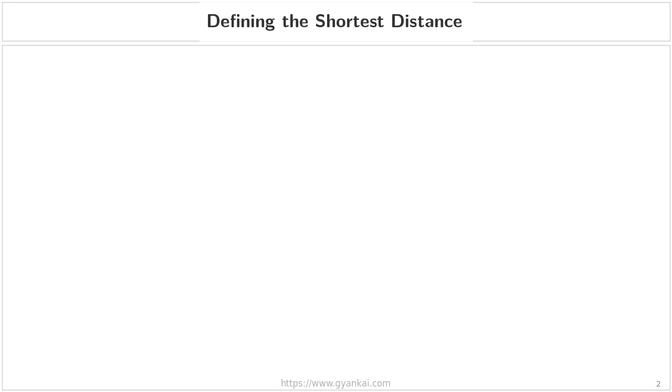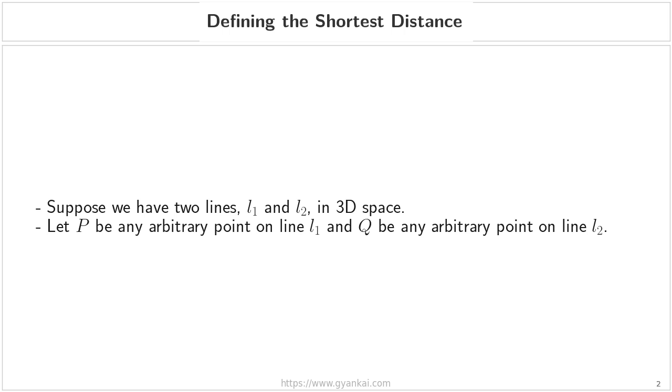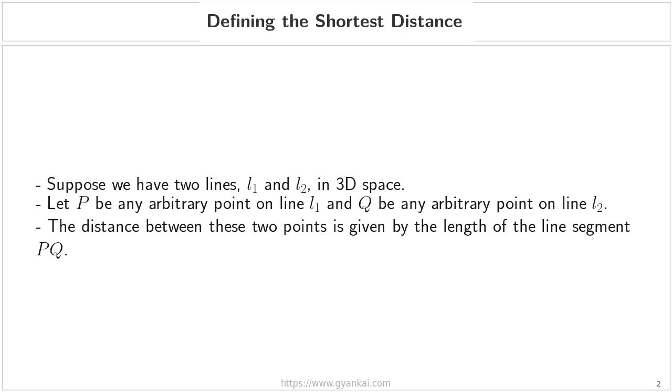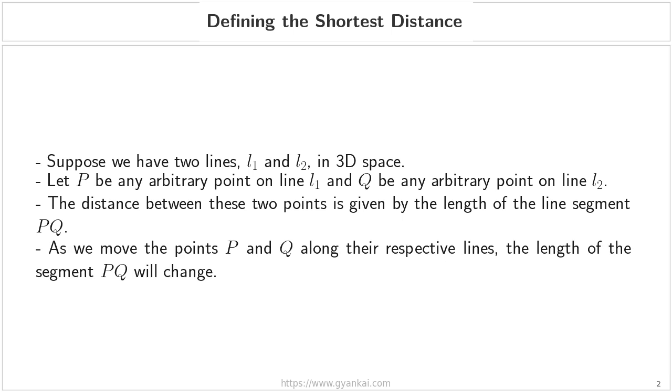Defining the shortest distance. Now that we've established that 3D geometry involves looking at the gaps between infinite lines, let's get a bit more precise with a formal definition. Suppose we have 2 lines, let's call them L sub 1 and L sub 2, existing in three-dimensional space. To understand the distance between them, let's pick any random, arbitrary point on the first line and label it P. Similarly, let's pick any arbitrary point on the second line and label it Q. If we draw a straight line connecting these 2 specific points, the distance between them is simply the length of the line segment PQ.